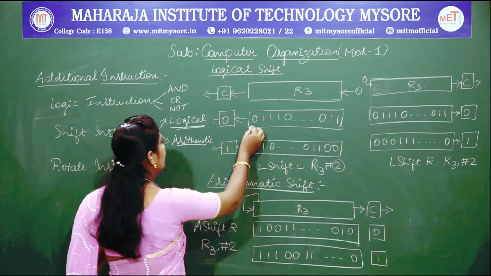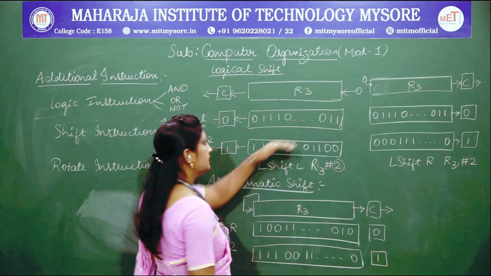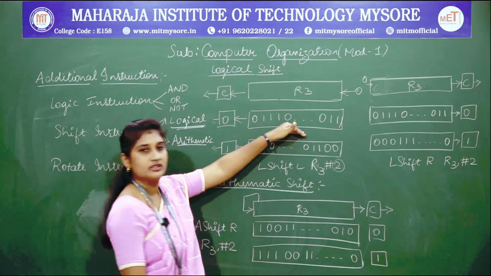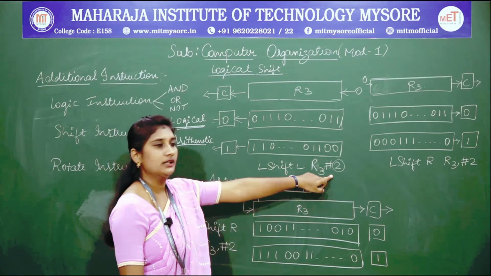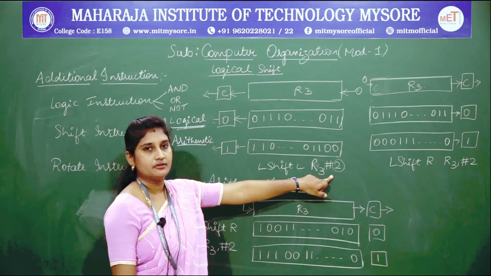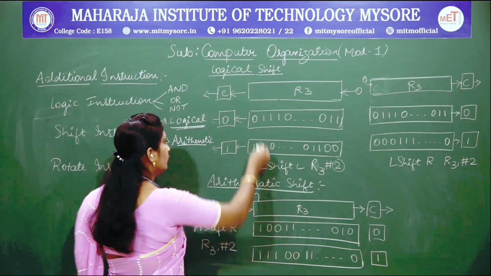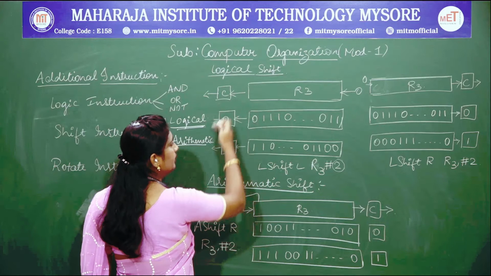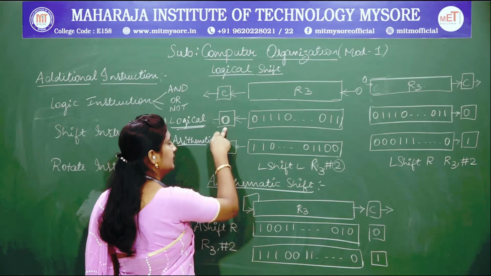Fine. Consider a simple example: 0 1 1 1 0, again 0 1 1. This is the R3 register which has been stored in binary format. Now the instruction says I need to shift the operands 2 bits towards the left. So I will be shifting my bit positions towards the left. Here it is present with 0.